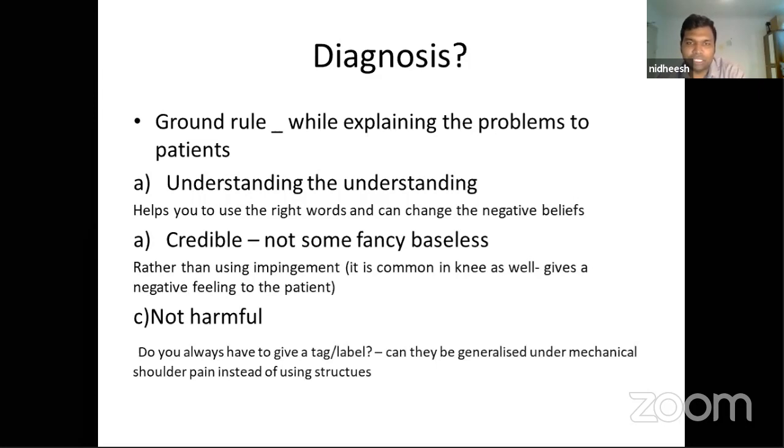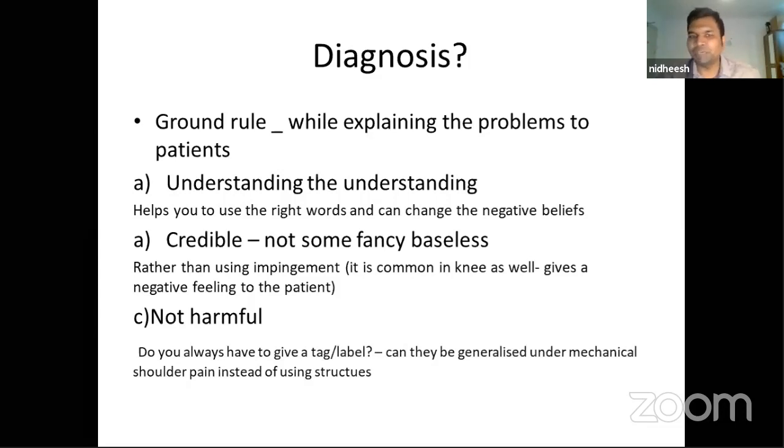Then diagnosis, like I said, the ground rule is to diagnose. Do we have to always give them a diagnosis? Do we have to always give them a fancy label telling that this is what is causing your problem? You have so many fancy labels in the world of science. So do we always have to give them an exact diagnosis of what really is happening? The ground rule is always explain the problems to the patient. So you explain the problem. Tell them that this is what is happening.